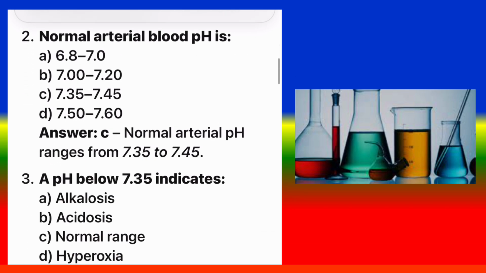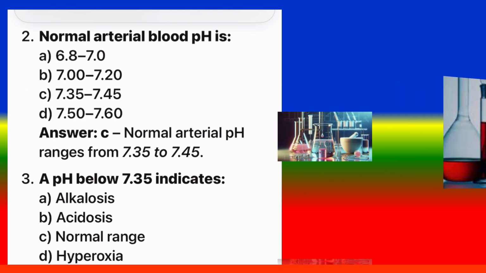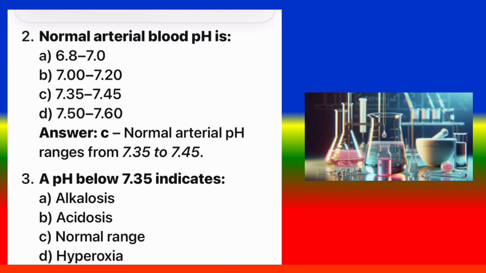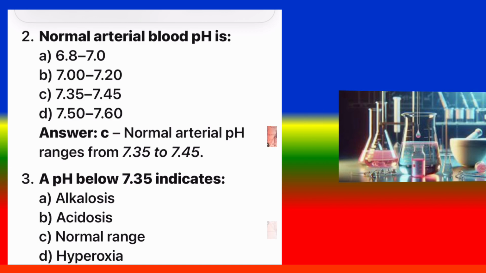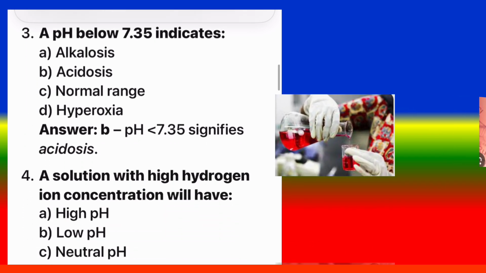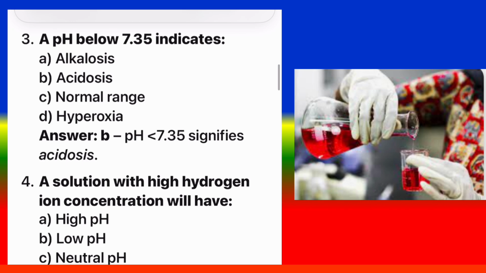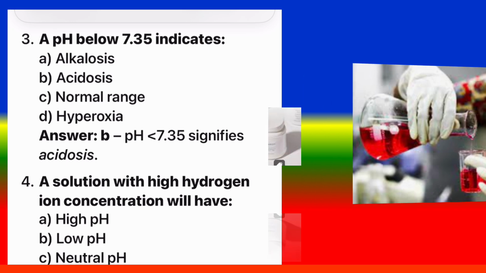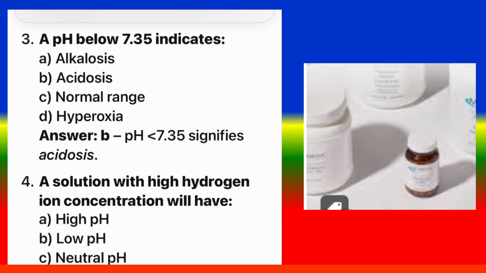2. Normal arterial blood pH is: A. 6.8 to 7.0, B. 7.0 to 7.2, C. 7.35 to 7.45, D. 7.5 to 8.0. Answer C. Normal arterial pH ranges from 7.35 to 7.45. 3. A pH below 7.35 indicates: A. Alkalosis, B. Acidosis, C. Normal range, D. Hyperoxia. Answer B. A pH below 7.35 signifies acidosis.